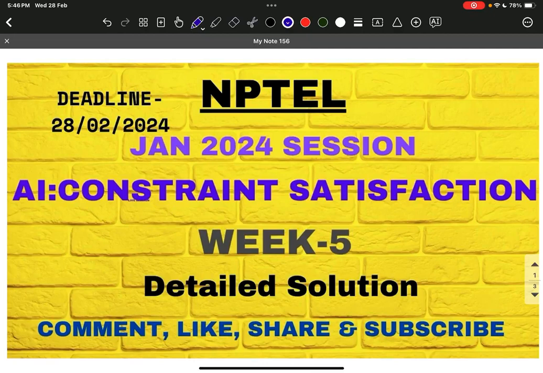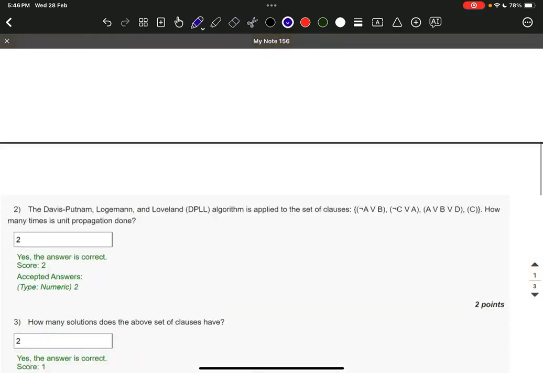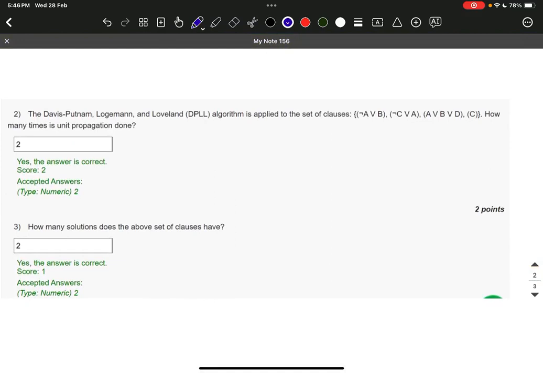Today is the last date, and we'll be solving an algorithm, DPLL. DPLL is named after the scientists David, Putnam, Logemann and Loveland. We have to know about this algorithm because it is very important from the examination point of view also. So today is the last date, we will be solving these questions.